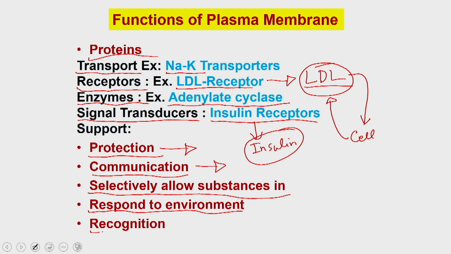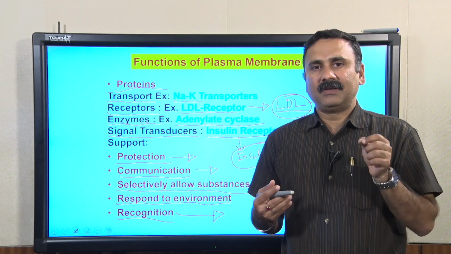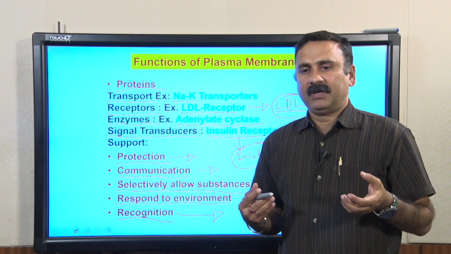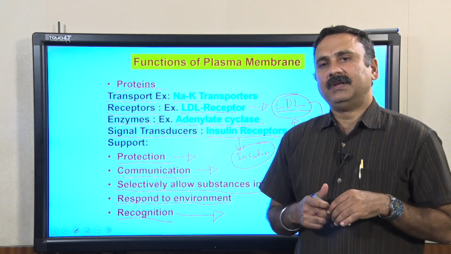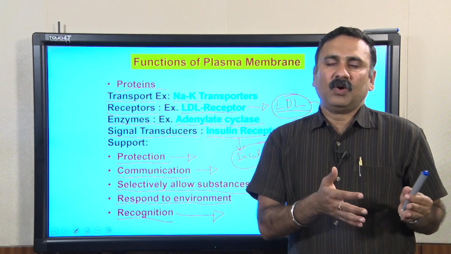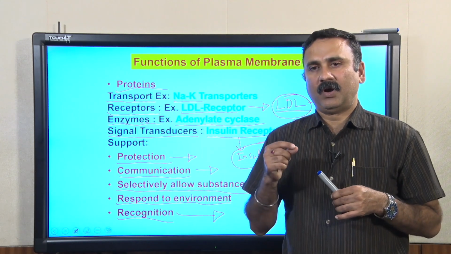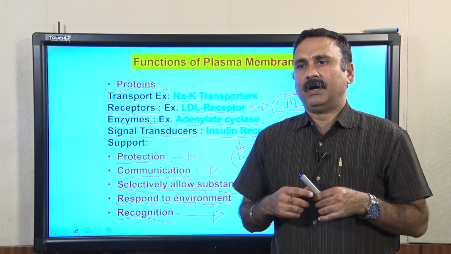And then lastly, the plasma membrane also allows the cell to be recognized. For example, different types of cells have different types of ligands or receptors present on their surface, and these ligands are specific for that particular cell type. This is very common in immune cells, because immune cells contain different types of CD molecules, which are characteristic of a particular cell type, and because of the presence of these molecules, these cells can be recognized by the system or by the body.